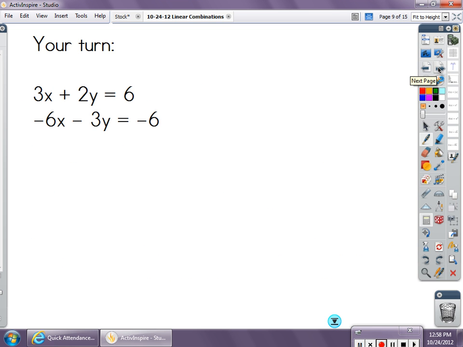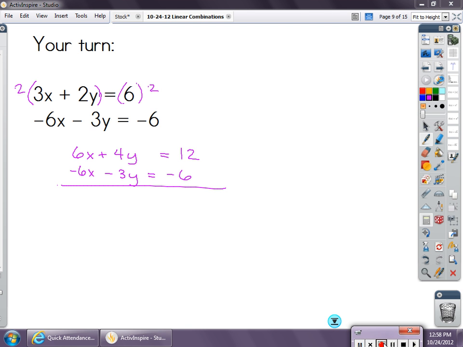Go ahead and try this one. Hit pause and try it, and then I will have some of the answer there so you can check your work. Okay? Alright, go ahead and hit pause.